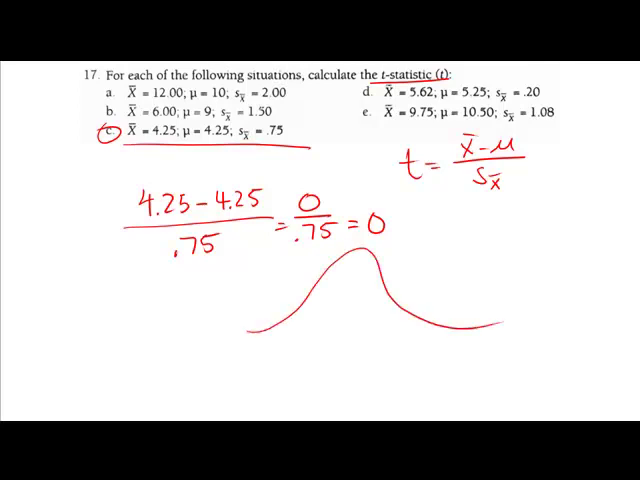We draw our t-curve. Again, it looks normal. Our population mean is at 4.25. Our sample mean is also at 4.25. They're right on top of each other. There's no difference between our sample mean and our population mean. None at all. So the t-value is probably going to be 0.5 if I looked it up. All right. Let's do another one.